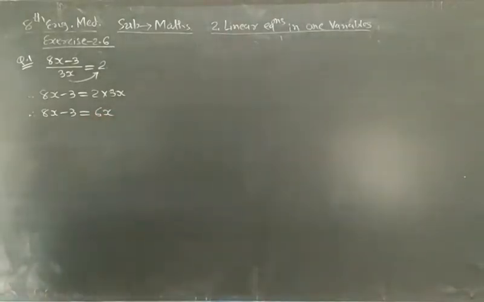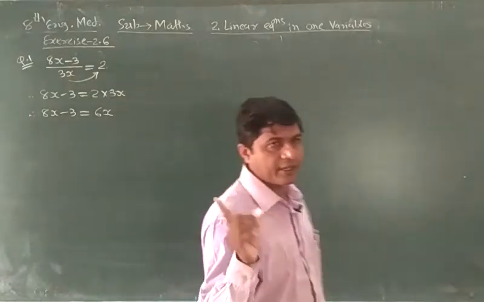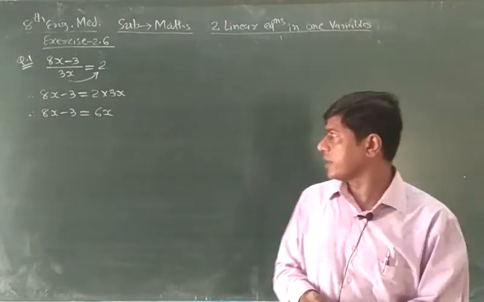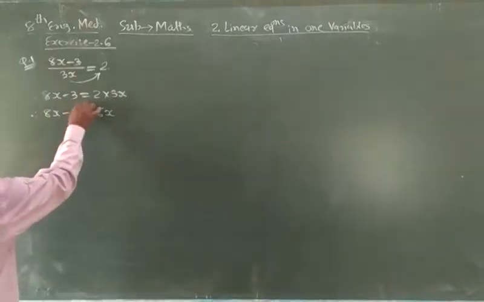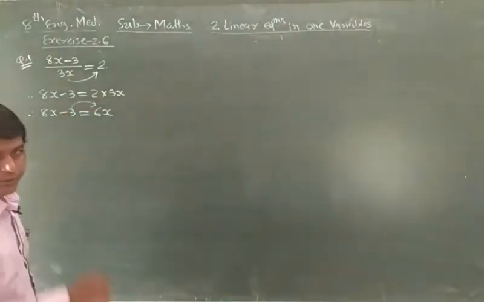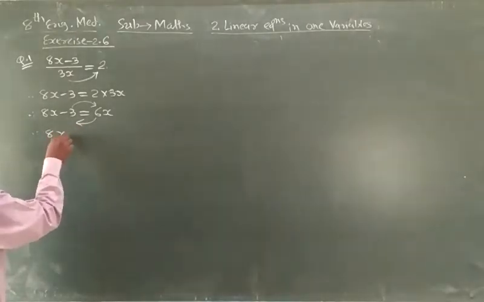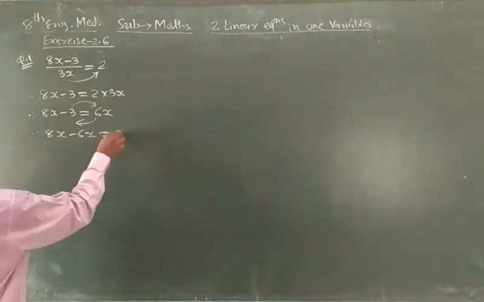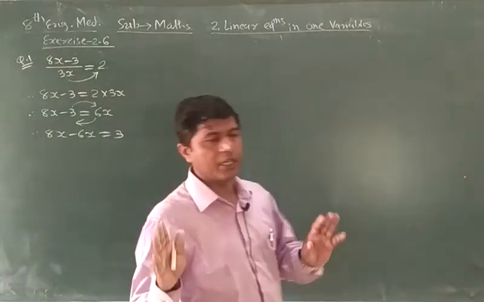Okay. Now, like term here, x is the like term and number on the other side. We do here. What happened? So here, minus 3 going this side, so plus. Plus going this side, so minus. 8x minus 6x is equal to 3. Plus, minus, minus, plus, because between equal to signs.